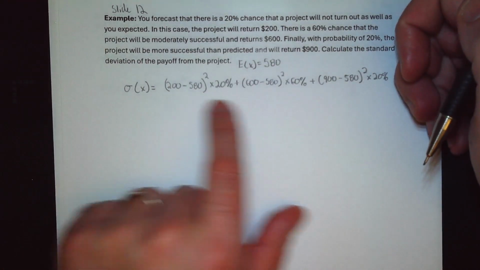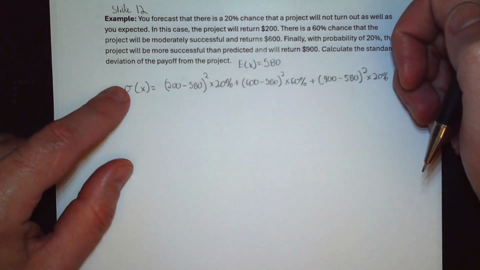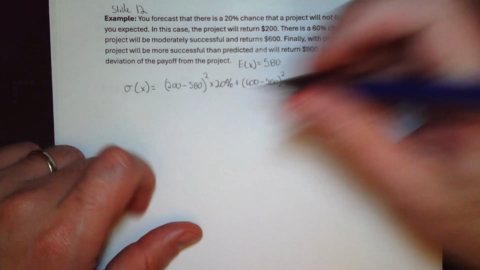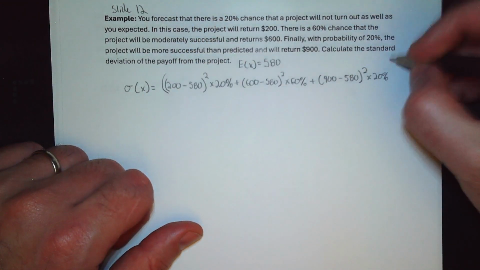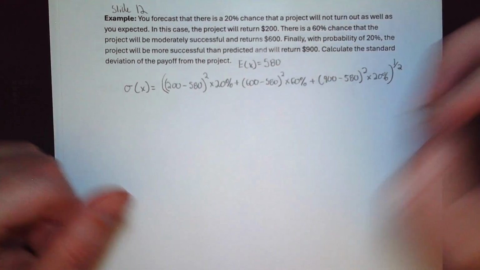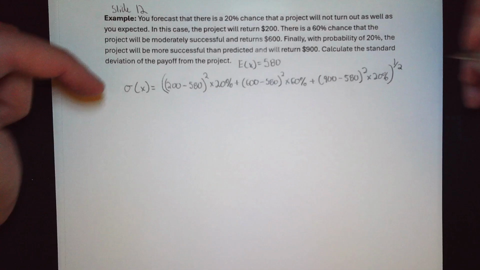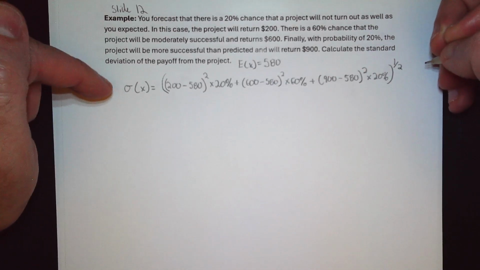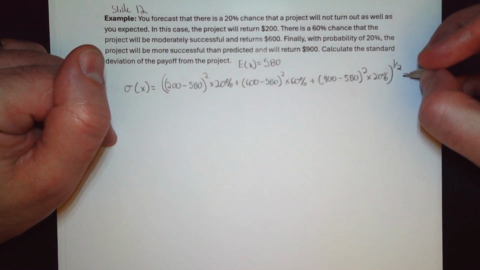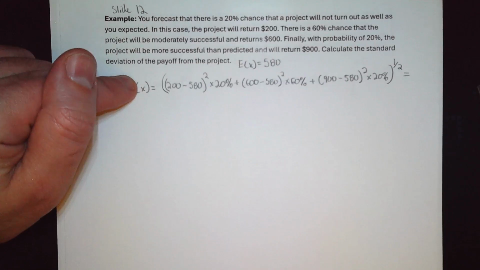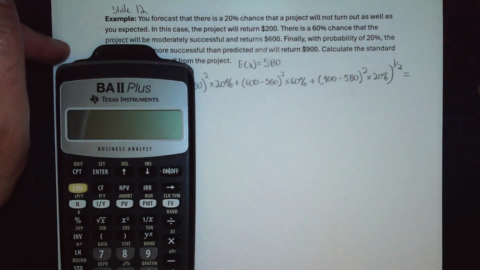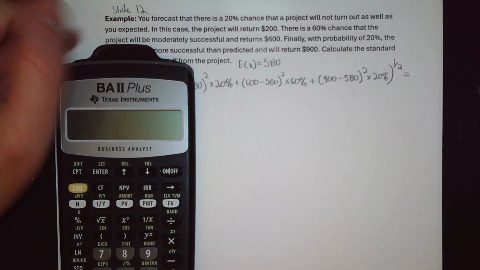If we did this, we would find sigma squared, which is the variance. In this case, we do not want the variance, so I'm going to put all of this to the power of 1/2, and that is going to give me the standard deviation. Now, I do not expect you to calculate this by hand ever. You have a BA II Plus that can just do that for you.